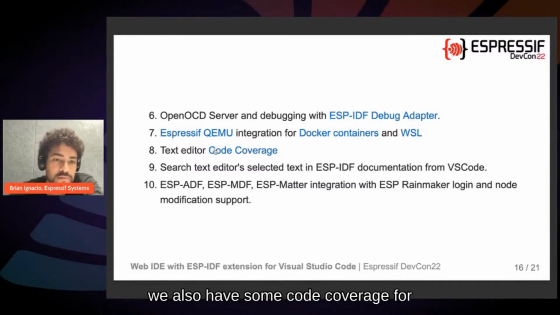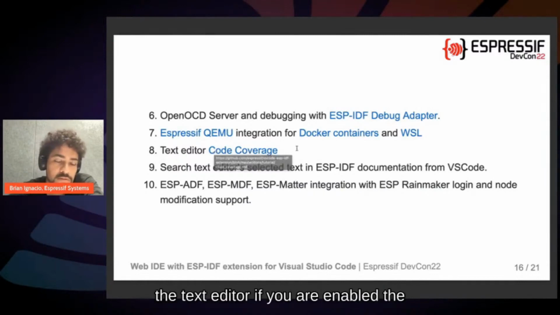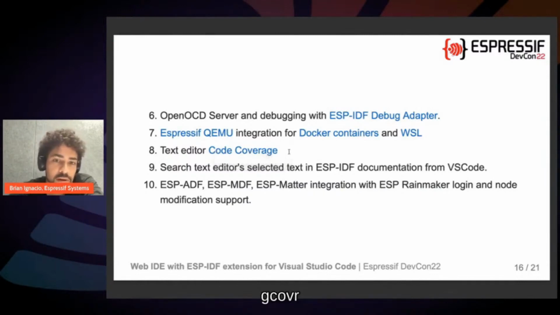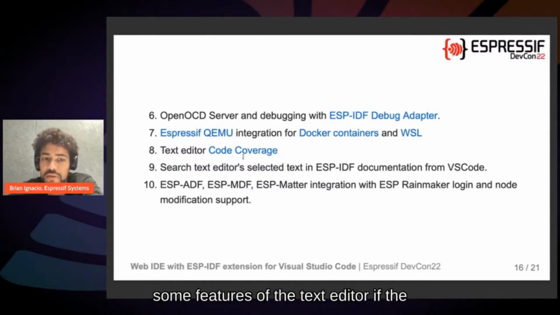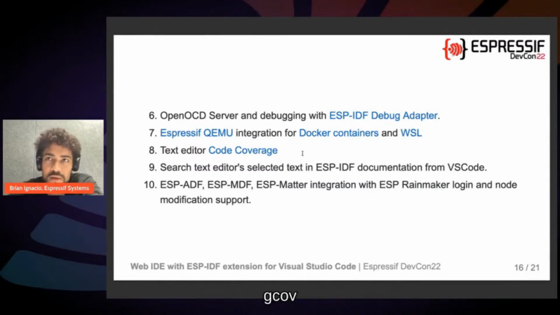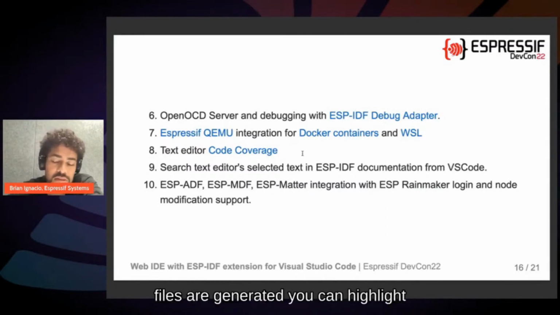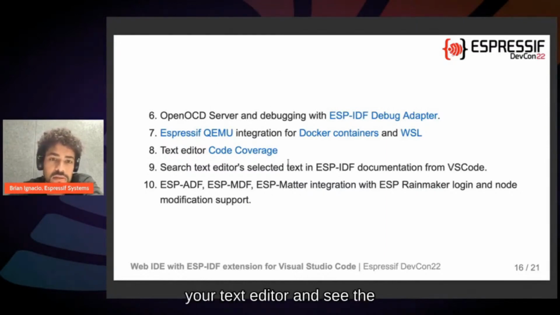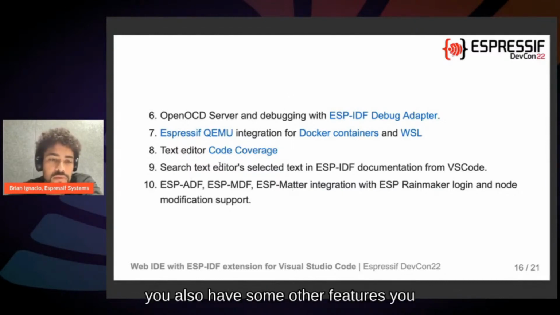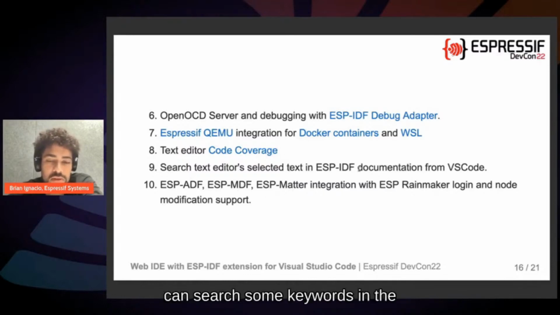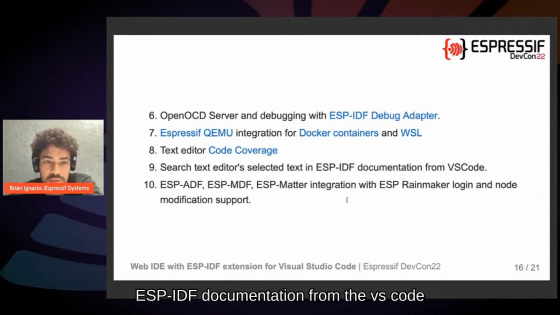We also have code coverage for the text editor. If you enable GCOV in your project and the GCOV files are generated, you can highlight your text editor and see the number of times that a line is executed. You also have some other features. You can search for keywords in the ESP-IDF documentation from VS Code itself.